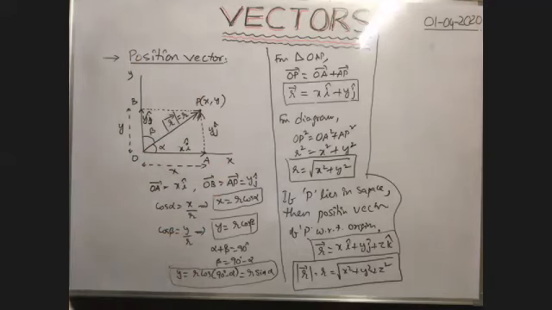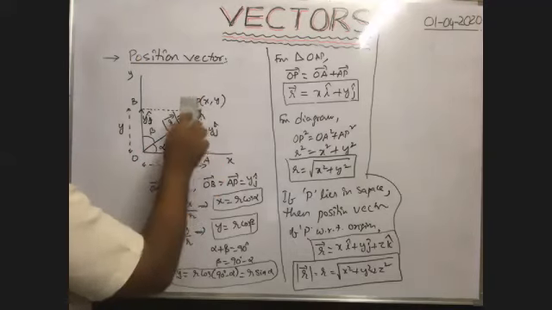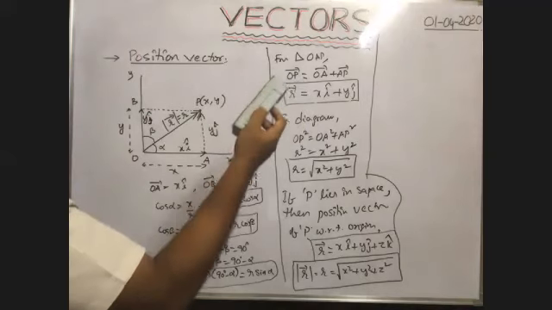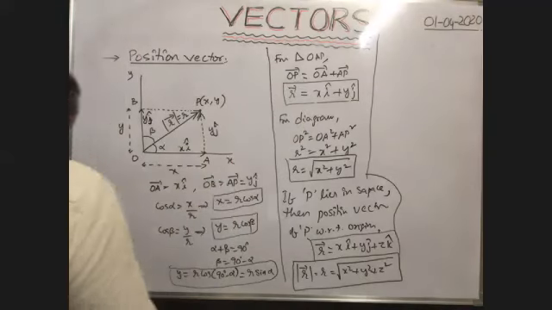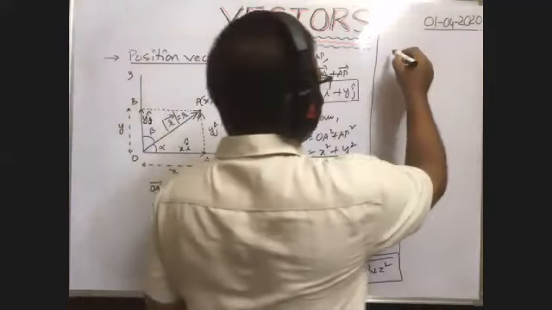Okay, I will draw the diagram. When the point P lies in space, I will draw how the diagram will be. Here you see.